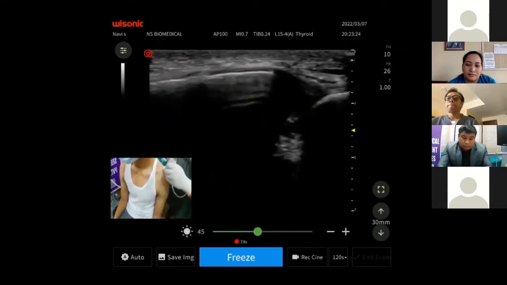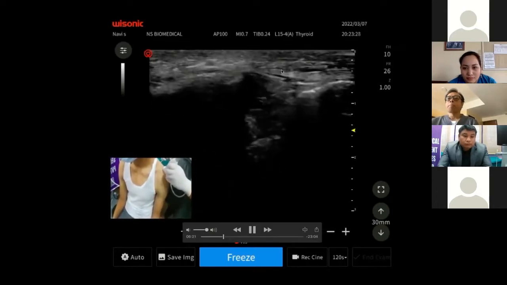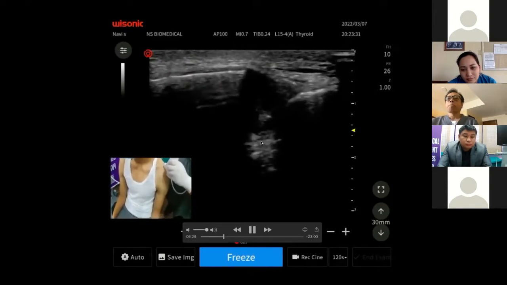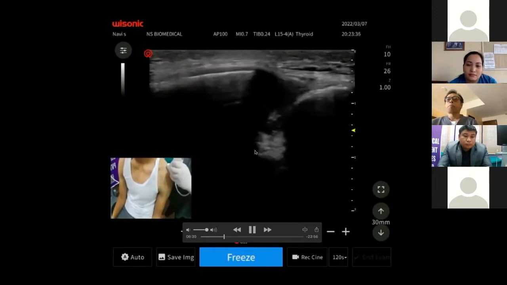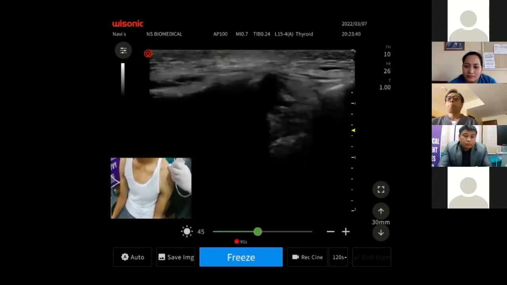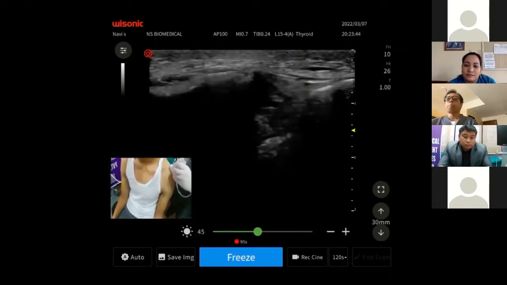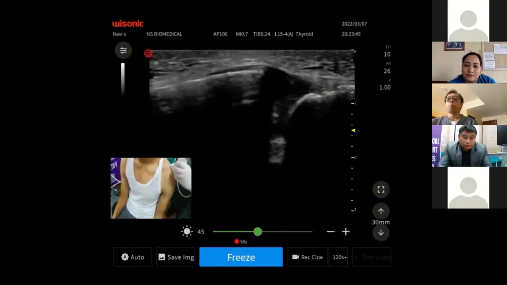And superiorly, there's a superior acromioclavicular ligament, which we can see. And the hyperechoic structure deep inside the joint is the fibrocartilage structure inside the joint. So we have to look for any osteophytes or any irregularity in the joint space. We can also look, by dynamic scanning, for laxity in the joint or dislocation of the joint.